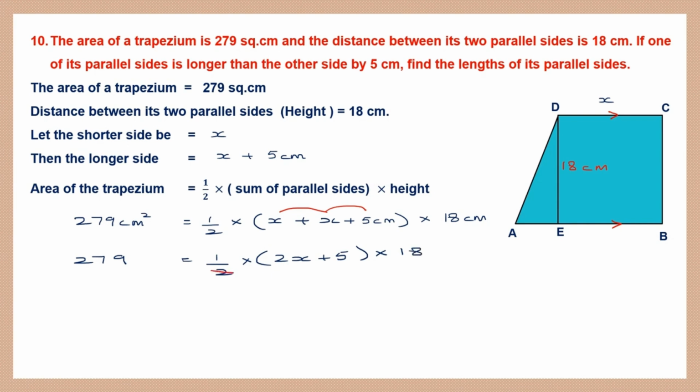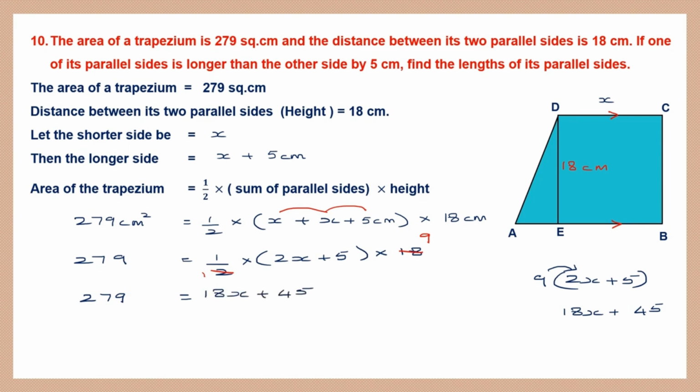Now let's cancel. Here I can cancel 2 and 18. 2 ones and 2 nines are 18. Now 279 on this side, and on this side we have 2x plus 5 into 9. So when we have to multiply that way, remember how to do multiplication. 2x plus 5, we are multiplying this by 9. So first 9 into 2x is 18x plus 9 into 5 is 45. So that is 18x plus 45. So let's write that 18x plus 45.